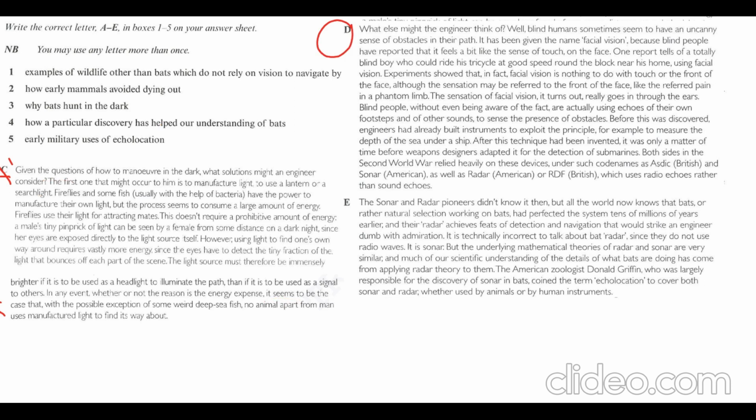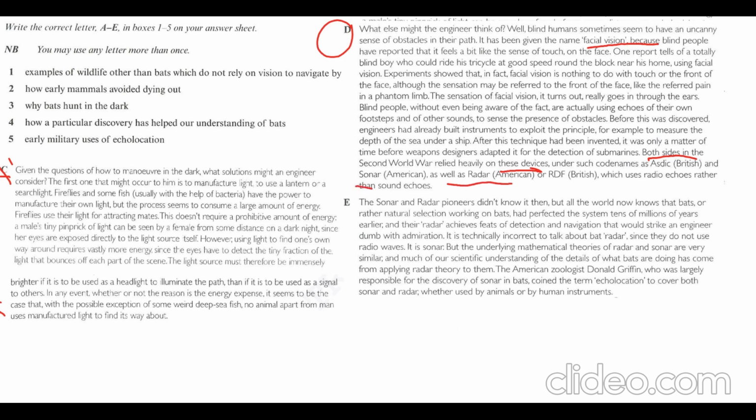What else might the engineer think of? Well, blind humans sometimes seem to have an uncanny sense of obstacles in their path. It has been given the name facial vision. Okay, they're talking about blind people. Now, if I go to the last 2 lines, both sides in the Second World War relied heavily on these devices under the code names Aztec, British, and Sonar, American, as well as radar, etc. Now, I can see here that they're talking about what?